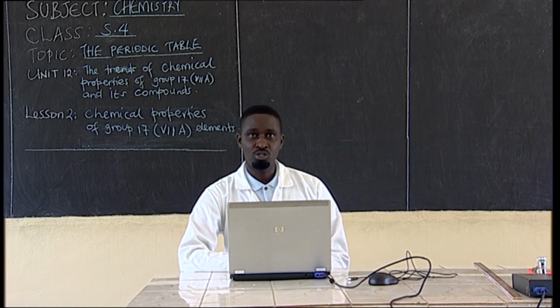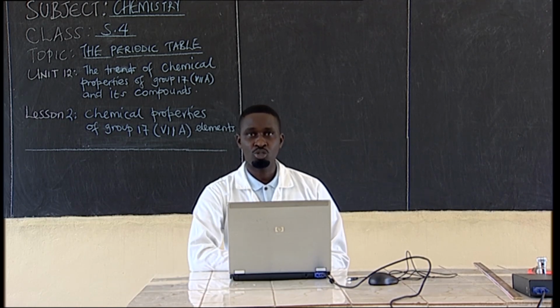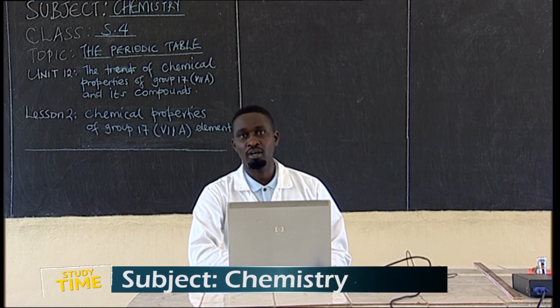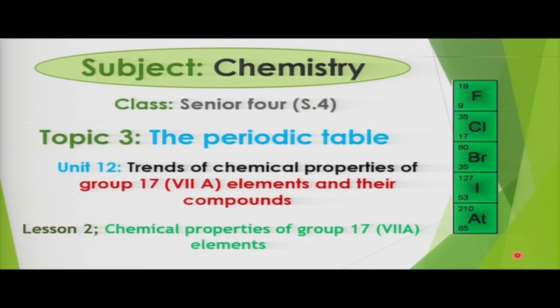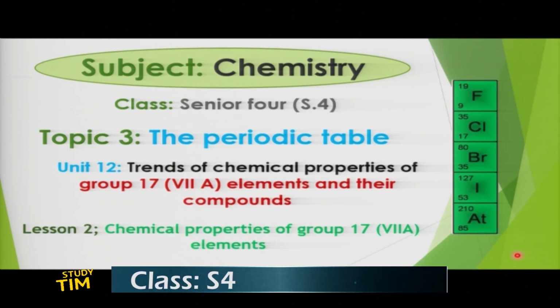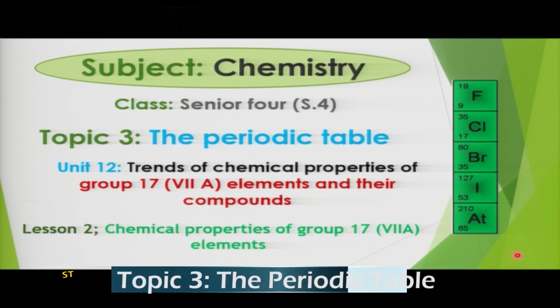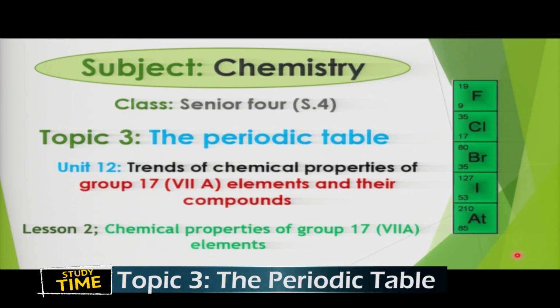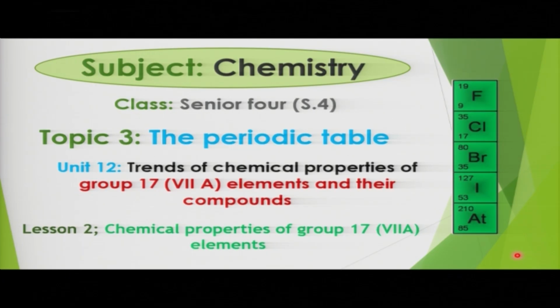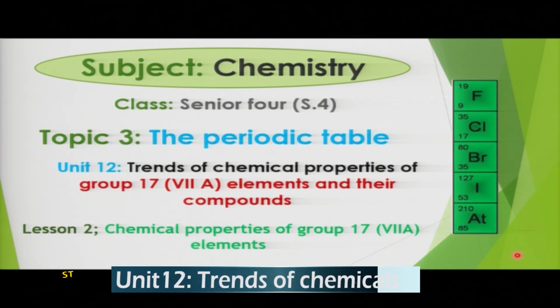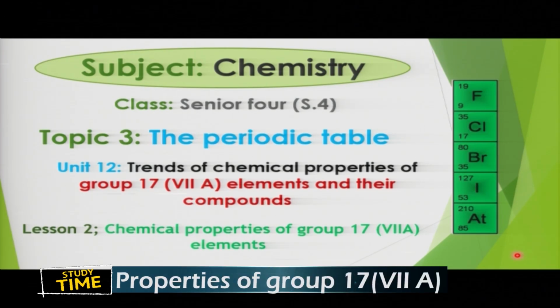We are still continuing with our topic 3, the periodic table, and unit 12, that's about the chemical trends in group 17, sometimes called group 7. In this case, we are coming in for lesson 2, which is about the chemical properties of group 17 elements, as you see on the slide.